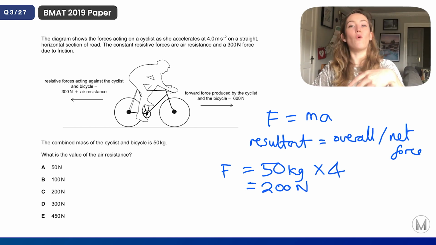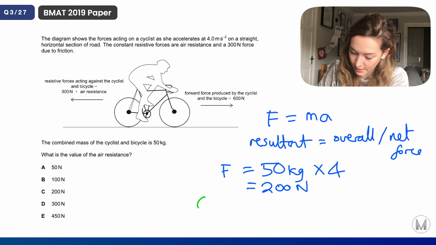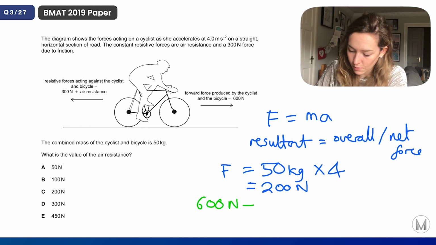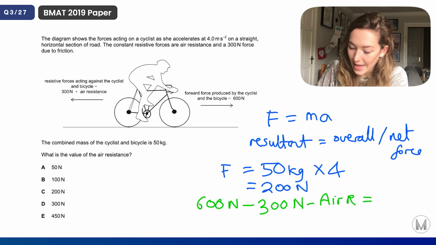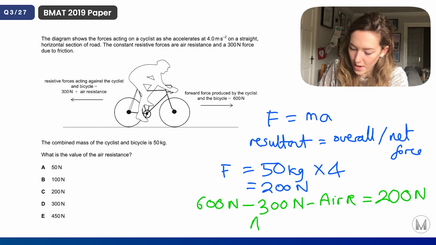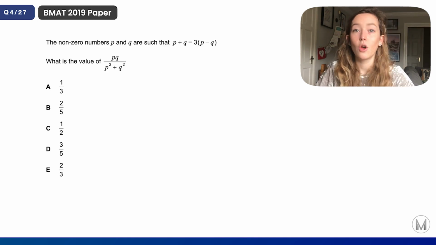So taking the direction of the cyclist as positive, we can then set up an equation where we've got the forward force produced by the cyclist and the bicycle, which is 600 newtons, minus the resistive forces acting against the cyclist and the bicycle, which is 300 newtons, minus the air resistance, which we don't know, is equal to what we've just worked out, 200 newtons. Therefore, solving that equation for the unknown, for air resistance, I'll just shorten it to air R, is 100 newtons. So our answer is B. Question 4.